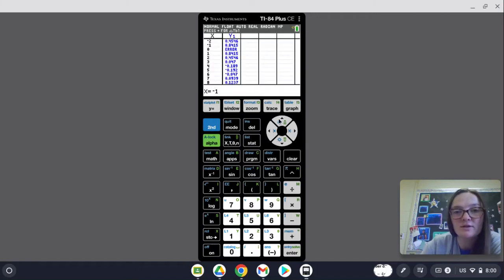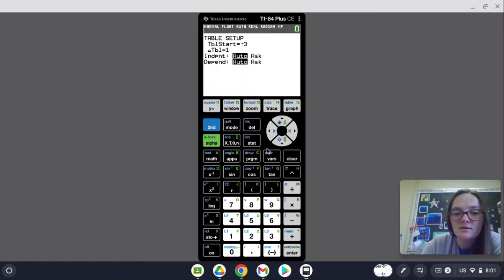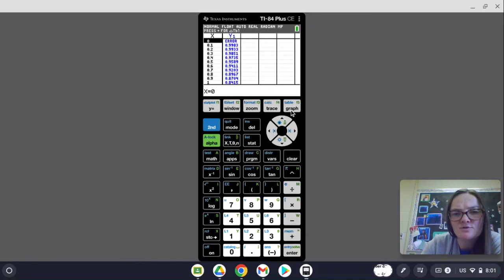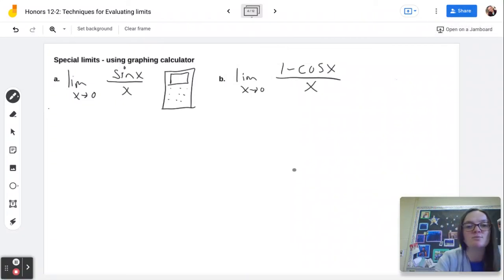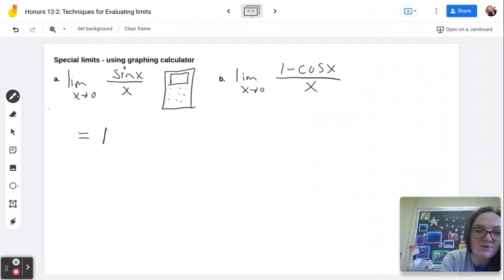So if I go to the table here, we have an error. But it looks like I'm slowly getting closer and closer to 1. I can actually change my table set if I want to make sure we stay at 0. Let's change it to 0.1 and just really make sure here. So if I change this, here's what we're going to get. 0.999 on one side, 0.999 on the other side. So yes, the limit is going to be 1 in this case. All right, so go ahead and use the same process to find the limit as x approaches 0 of 1 minus cosine of x over x.